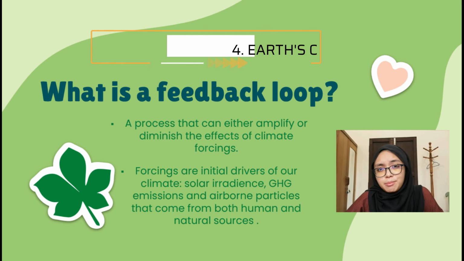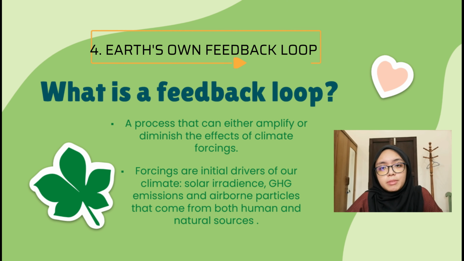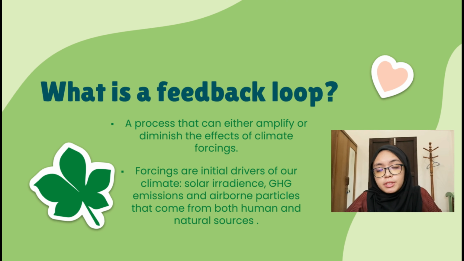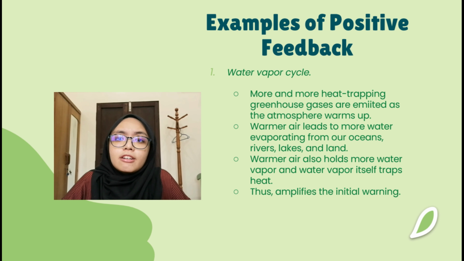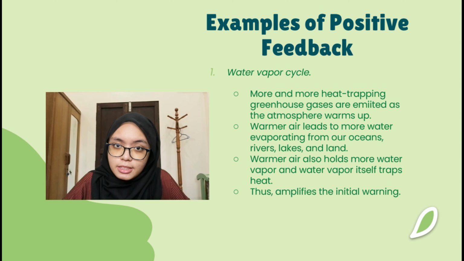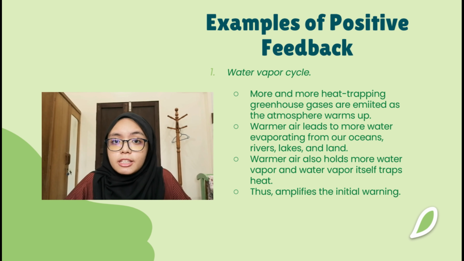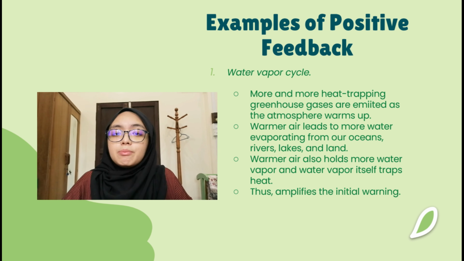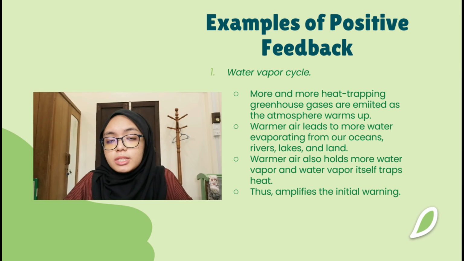Now, what is a feedback loop? It's a process that either amplifies or diminishes the effects of climate forcings. The process makes the impact of any climate factors stronger or weaker, starting a cyclical chain reaction that repeats again and again. Now we have positive and negative feedback. Positive feedback amplifies some initial change, while negative feedback stabilizes a system and prevents it from getting into extreme states.